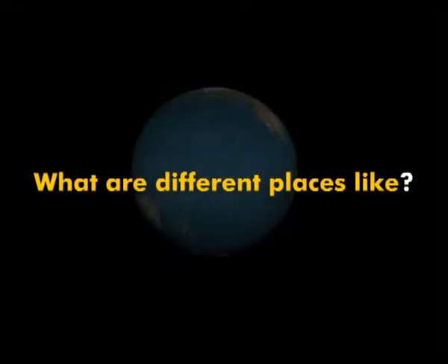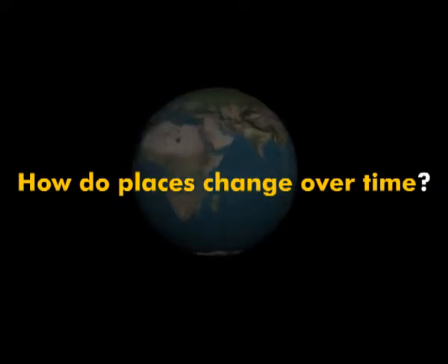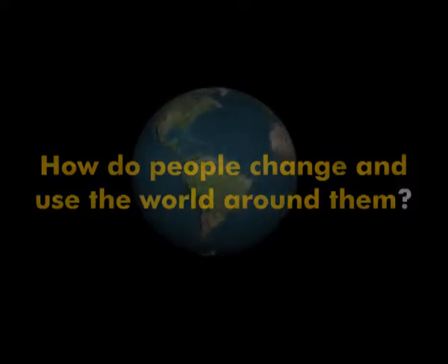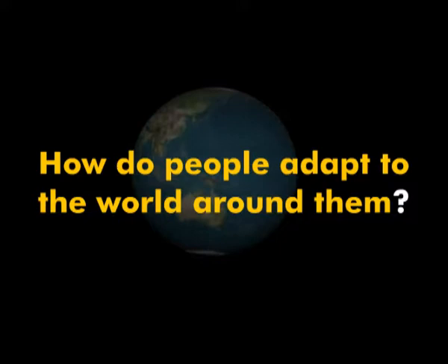Geographers ask the following questions. What are different places like? How do places change over time? How do people change and use the world around them? How do people adapt to the world around them? In order to answer geographical questions and apply the 5 themes of geography, geographers do the following.